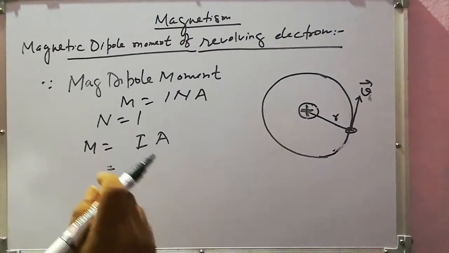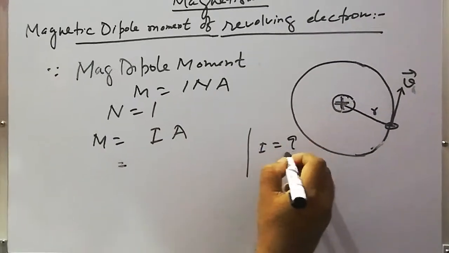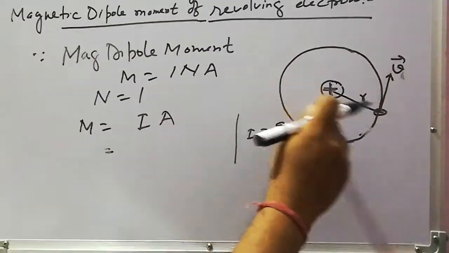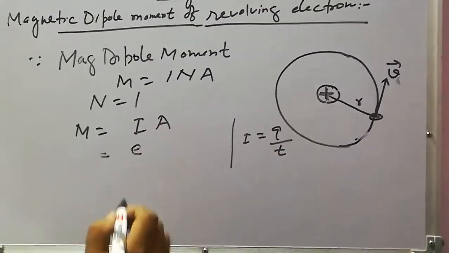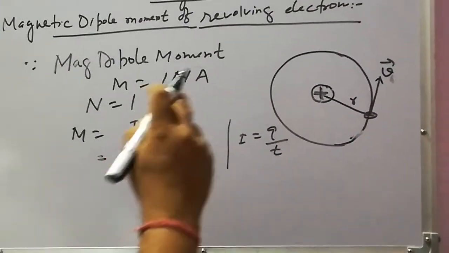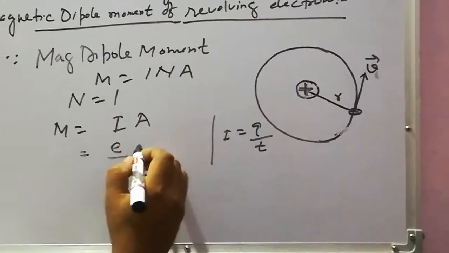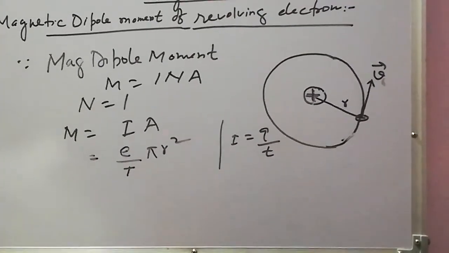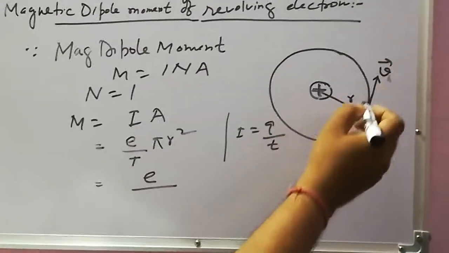Now substitute the value of current here. Since current is the rate of flow of charge, and here the charge is carried by the electron, in place of charge we take the electronic charge e. Suppose T is the time taken by the electron to revolve in the orbit one time, so I = e/T, and A becomes equal to pi r square. Now e is e, and what will be the value of T?